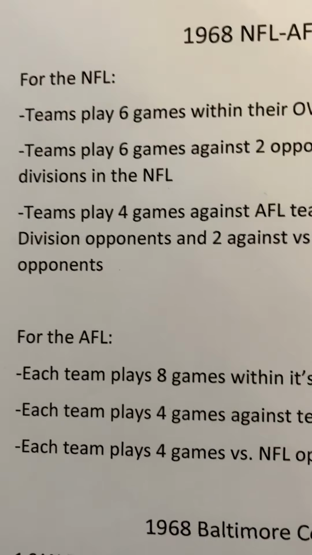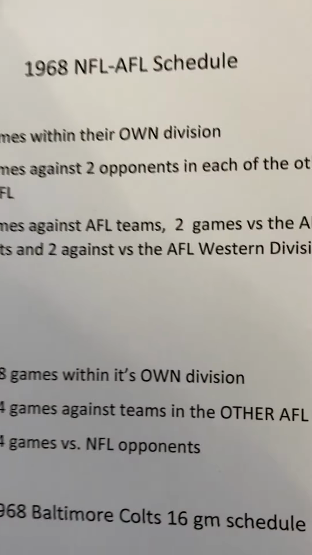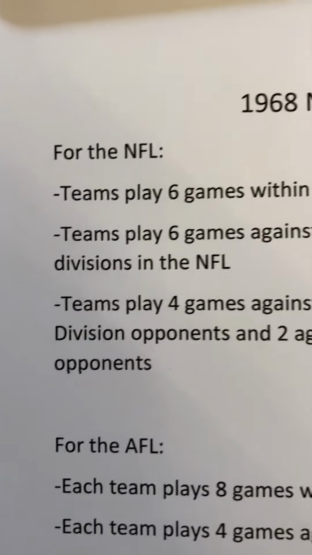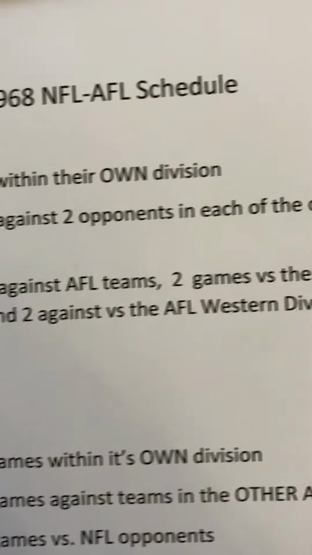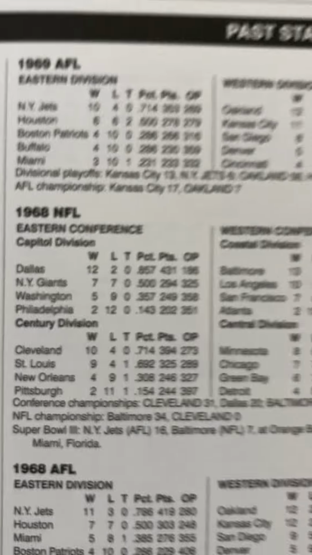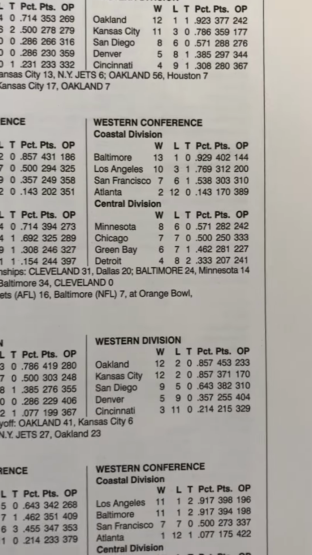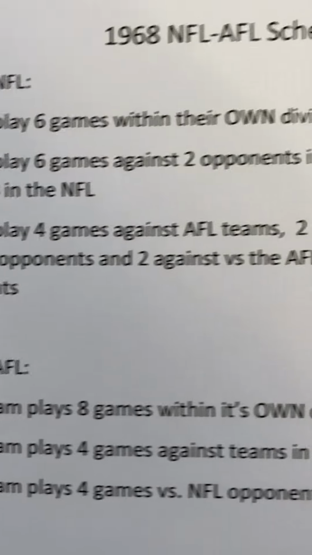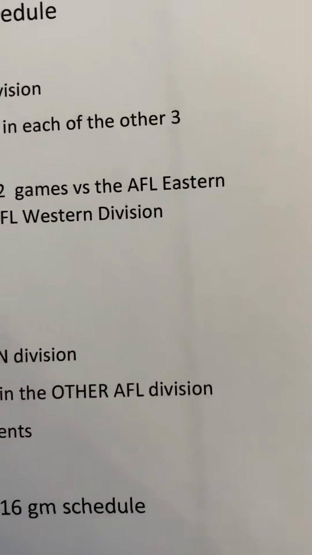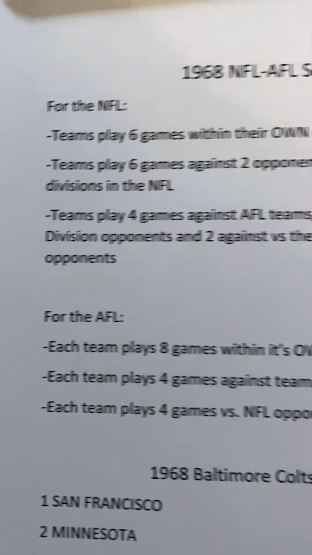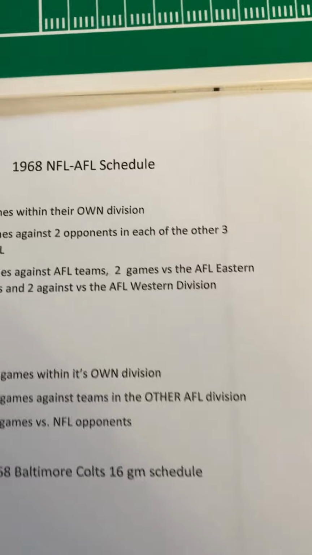For the NFL, I have the teams playing six games within their own division, just like pretty much the way it is now. You play each opponent in your division twice, home and away. Then the teams play six games against two opponents in each of the other three divisions in the NFL. So if you're in the Capitol, you'd play games against the Century opponents, and the Central and Coastal in the Western Conference as well. And then you play four games against AFL teams: two games versus AFL Eastern Division opponents and two games against AFL Western Division opponents. So that's how I'm planning to lay out the NFL schedule.